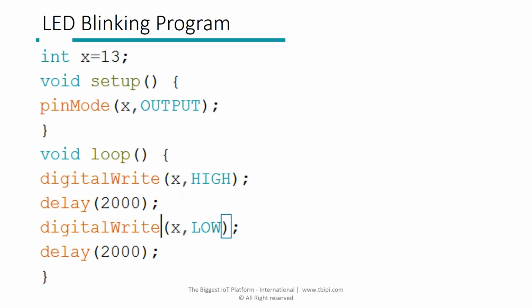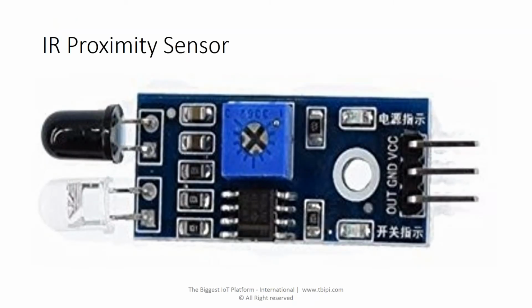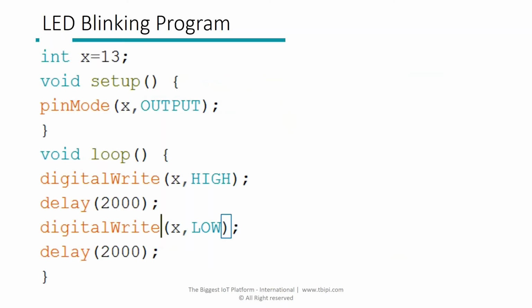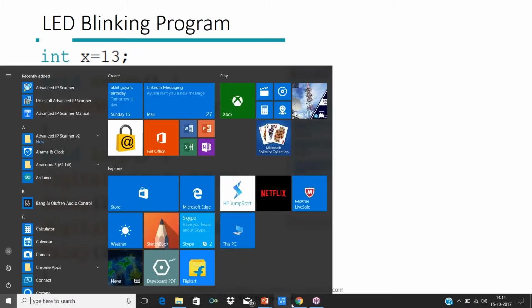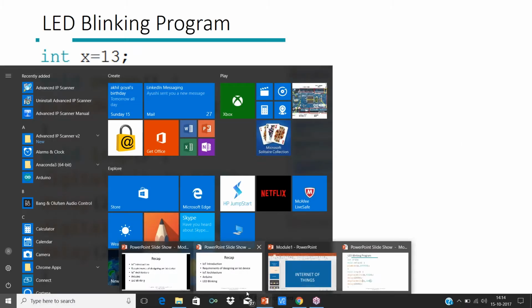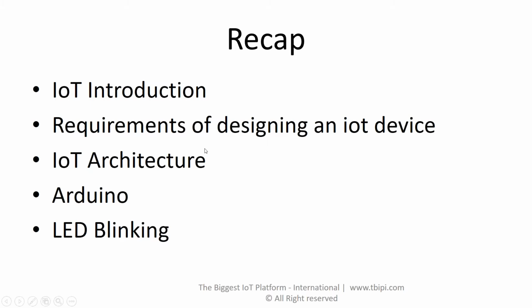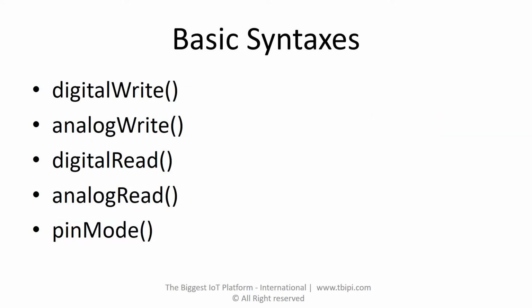So LED blinking program, proximity sensors. Proximity sensor is something that we will look at now. We will be starting with this. The very simple program that we did is the LED blinking program. So let's go ahead now. This is what we have discussed so far in previous videos: IoT introduction, requirements for designing an IoT device, IoT architecture, Arduino, and LED blinking.